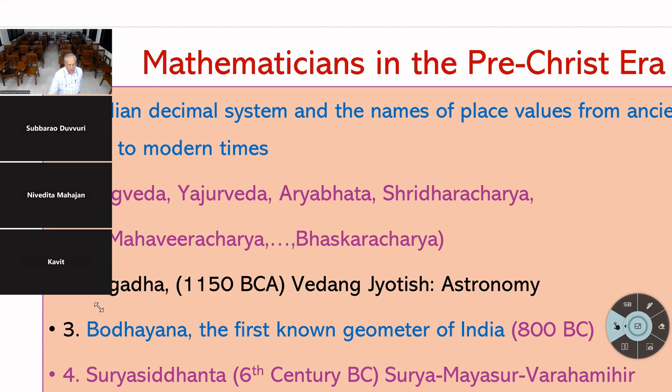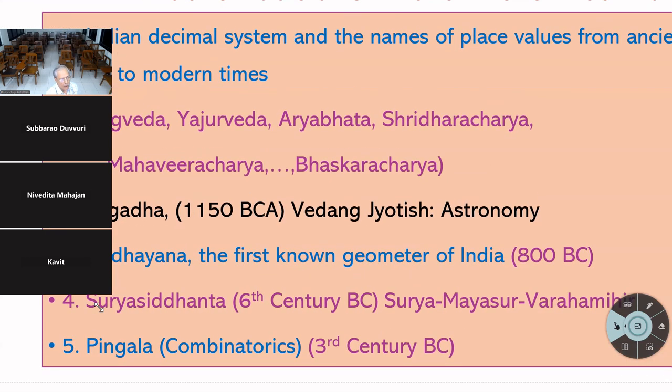Then Lagadha: Vedanga Jyotisha was his book in astronomy. Then Bodhayana, whom we want to discuss today and in the next two lectures. He is the first known geometer of India, and he was around 800 BCE. As you will see, he is much before the Greek mathematicians who were geometers.